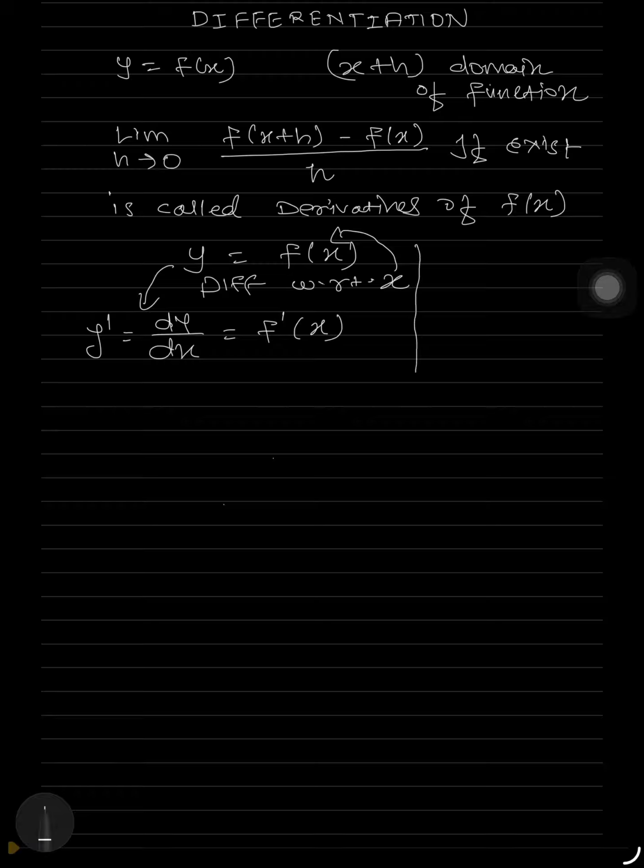The students may get confused with this, like y is equal to f of t. Over here t is the variable, so at that time we have to differentiate with respect to t. So it will become dy by dt, or else we will find f dash t, where t is the variable.